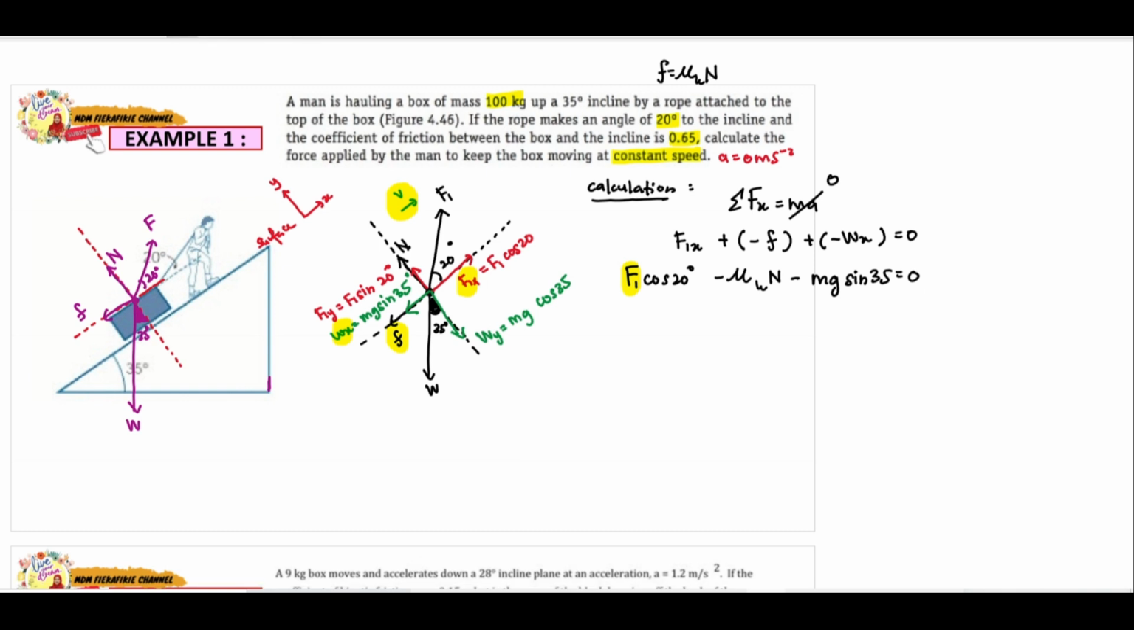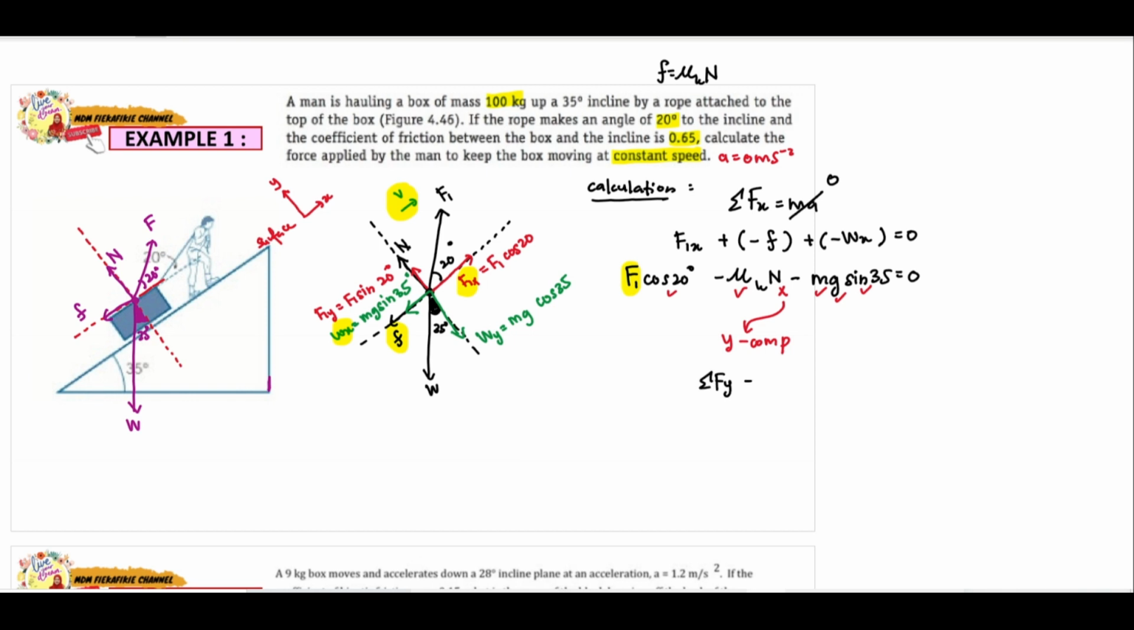So kita tanya diri kita lah, kita ada tak nilai ni? Ada. Ada tak nilai mu? Ada. Oh, nilai n tiada, mg ada. Semua ada kecuali n. And then dari mana kita nak dapatkan n? So we can get n from Y component. Sebab n duduk dekat Y component. Tengok pada free body diagram kita. So now we can write another equation.